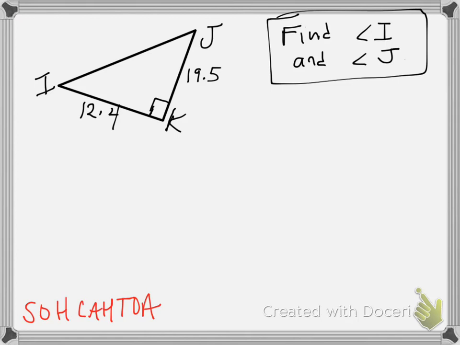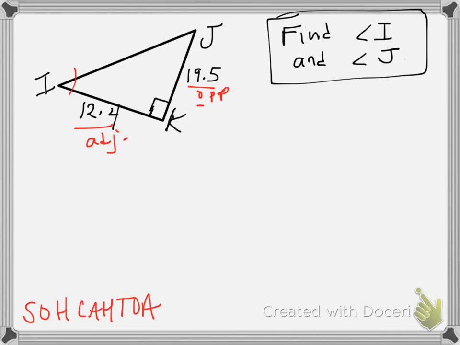Here you have this problem. Find angle I and angle J. We're given those two sides, 12.4 and 19.5. I'm going to start with angle I first, just because it's first in the question. It doesn't matter where you start. Angle I. Well, I don't know what it is, obviously. But we do know that we have these two sides, 19.5 and 12.4. Relative to angle I, 19.5 is the opposite, and 12.4 is the adjacent. It's right across from, and it's right next to, respectively.